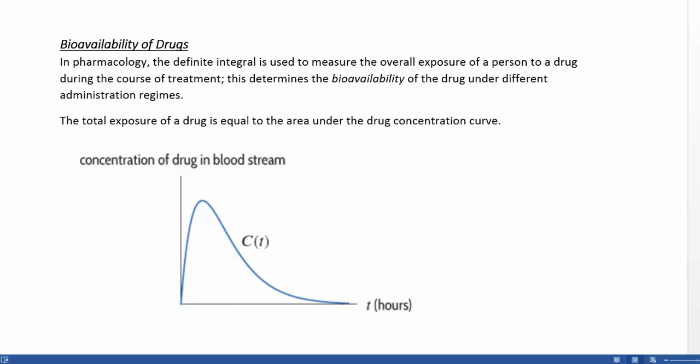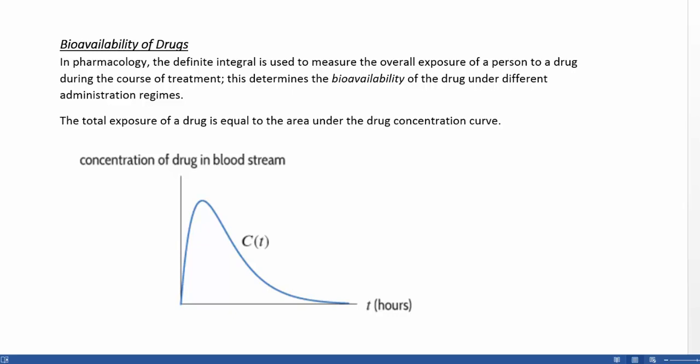So as you can imagine, if you're giving someone a drug where you want to minimize exposure, say you're doing radiation treatment or something where whatever you're exposing them to is not great for their overall well-being, but targeted to help one specific part, you want to keep the bioavailability down. So the total exposure of a drug is going to be equal to the area under the drug concentration curve. So this graph should look familiar because we worked with it in an earlier section, because this represents a surge function. So when we look at the area under a surge function, we can calculate how exposed someone has become to the drug.